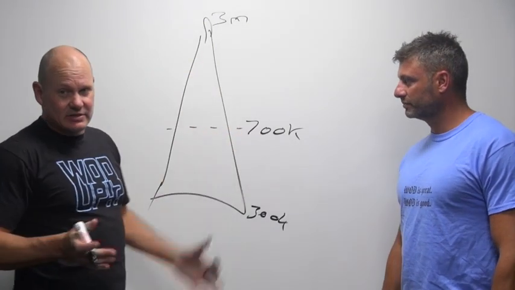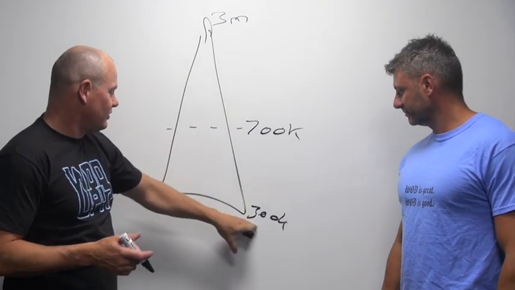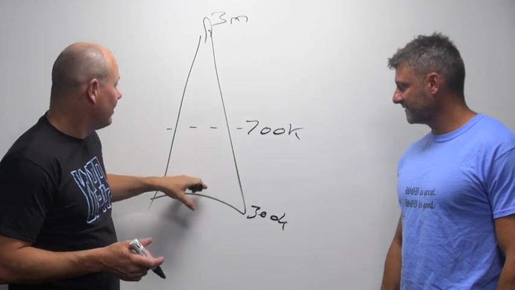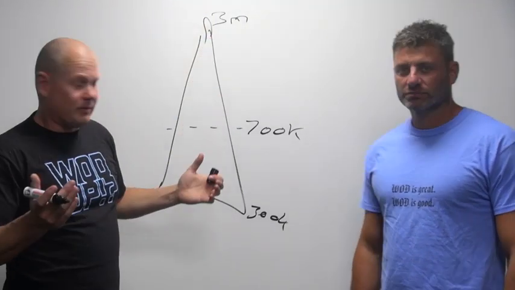We'll say 700k is the median in this capital city. The reason this triangle is large down the bottom is because lots of people can purchase a property for 300k. Why it's small at the top is because only a couple of people can buy a $3 million property.